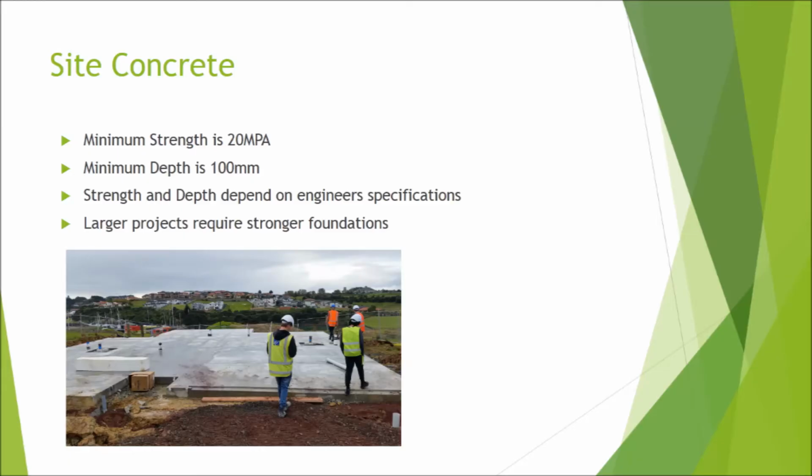Minimum strength of concrete on a residential property is 20 MPa. Concrete should be at least 100 millimeters deep. These specifications vary depending on what the structural engineer has recommended. Heavier properties such as high-rise buildings will need stronger and deeper concrete. As well as this, the slope and soil type dictate how deep and how thick the concrete should be.